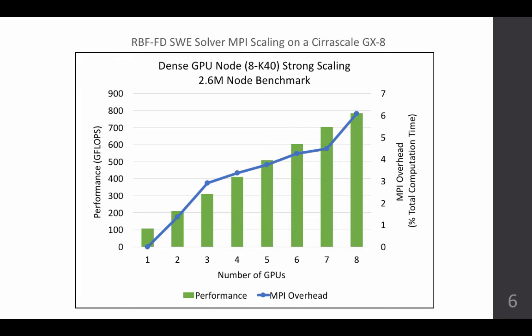Here we are keeping the problem size constant, but increasing the number of GPUs used. The green bars represent the performance, and the blue line shows the MPI overhead. So from this we can see that the RBFFD solver is scaling very well. And when utilizing all 8 GPUs, the MPI overhead is around 6%, and we're actually achieving close to 1 teraflop.